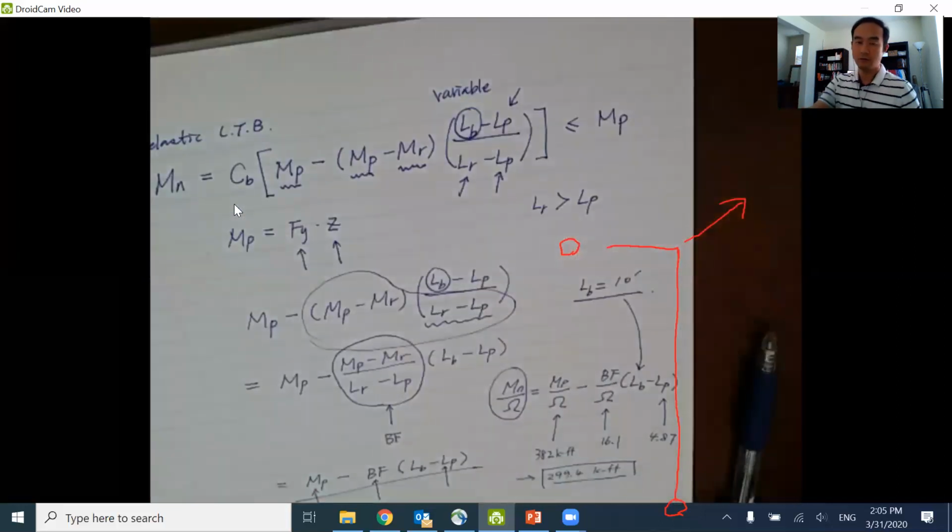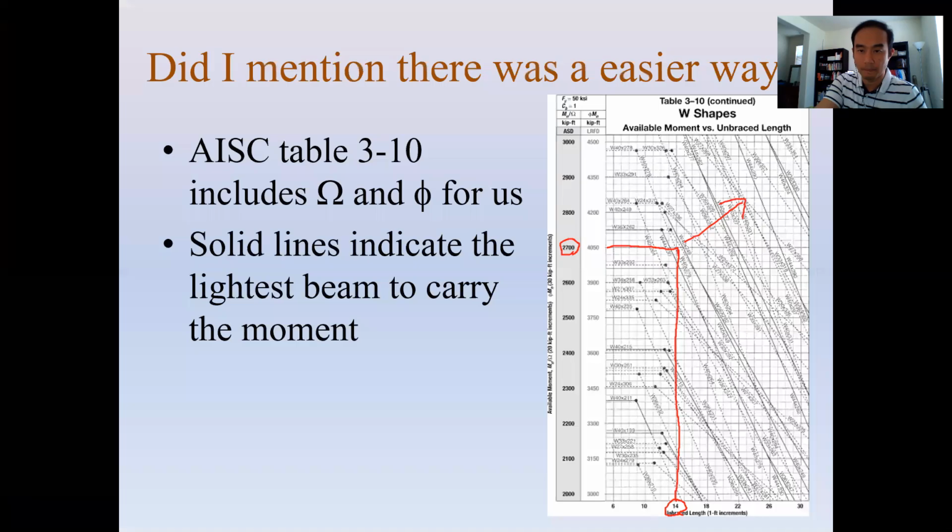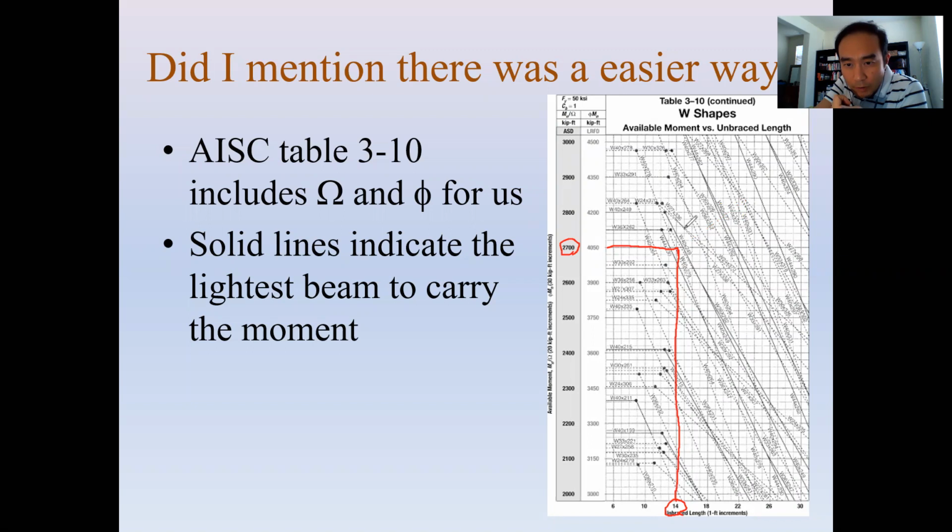So let me go back to the example that I just showed you. Based on the 14 feet of unbraced length with 2,700 of target demand, this is the overlapping point. And we're going to choose the section above and right. And then the solid one is going to be the lightest section. So we're going to find the very first solid line within that range, which is, I believe, this one, which is W40 by 249 or something like that. So that's how we can use this chart and read the table 3-10.